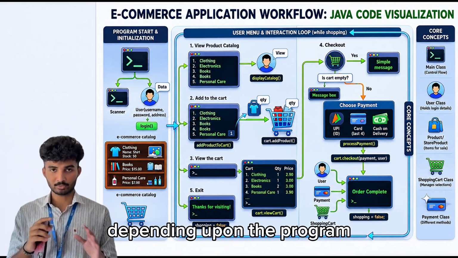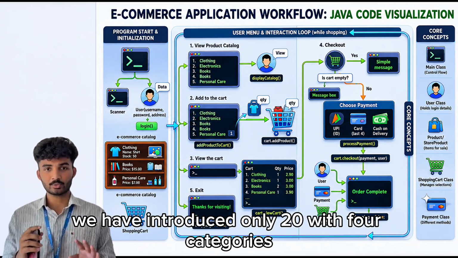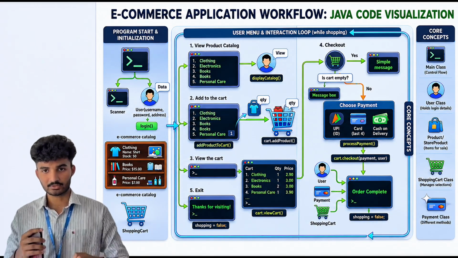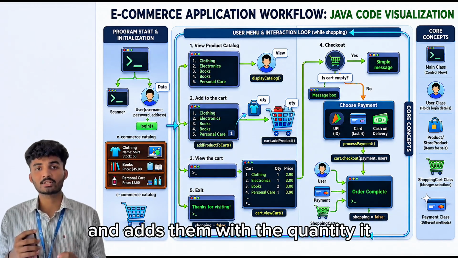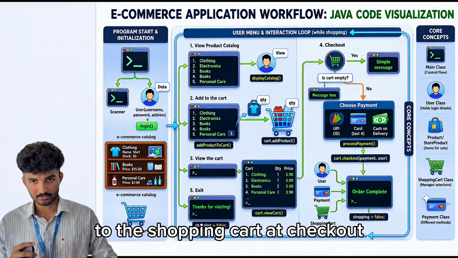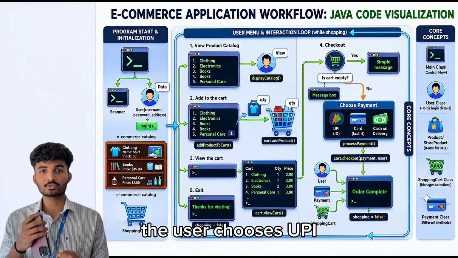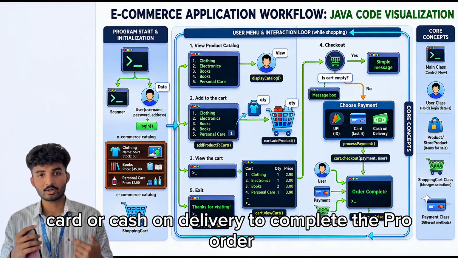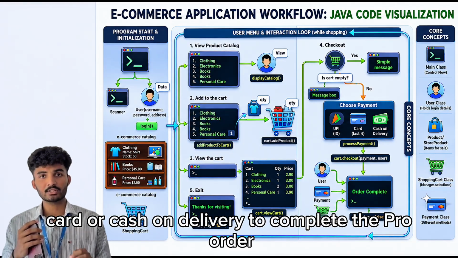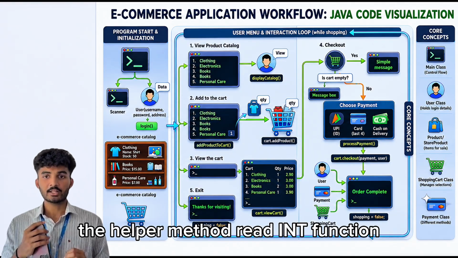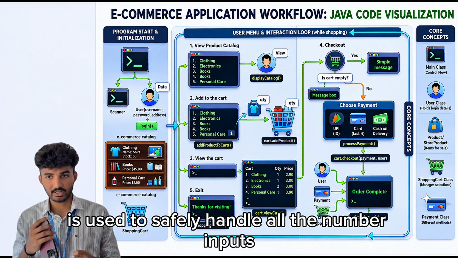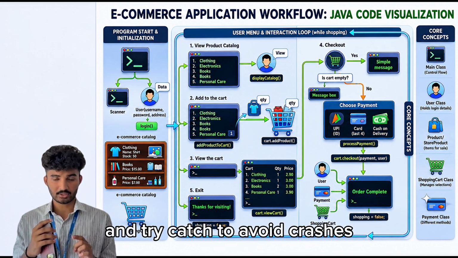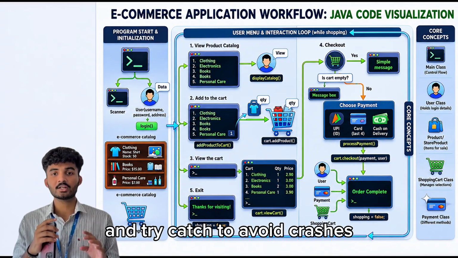The product catalog has 20 items. Depending on the program, we have introduced only 20 items across 4 categories. The user picks products by number and adds them with the quantity to the shopping cart. At checkout, the user chooses UPI, card, or cash on delivery to complete the order. The helper method readInt is used to safely handle all the number inputs, and try-catch is used to avoid crashes.